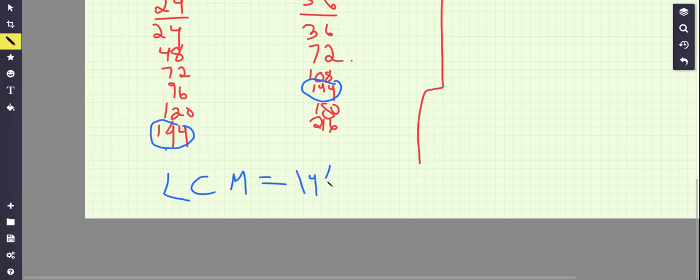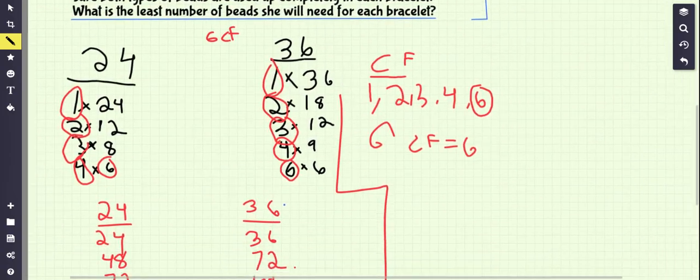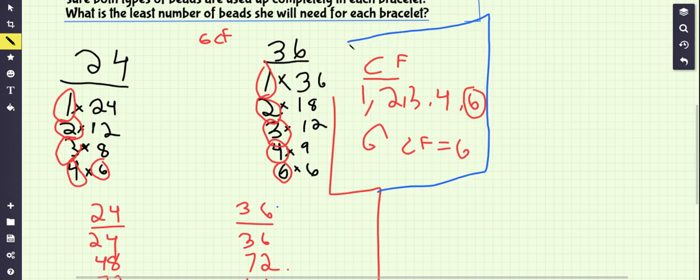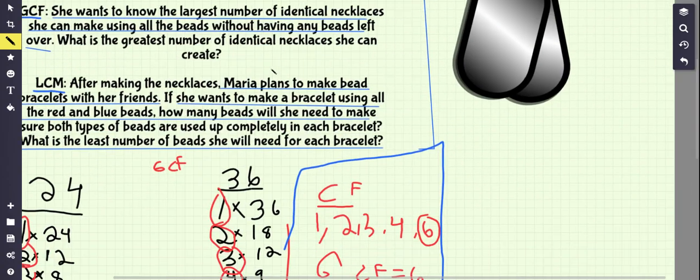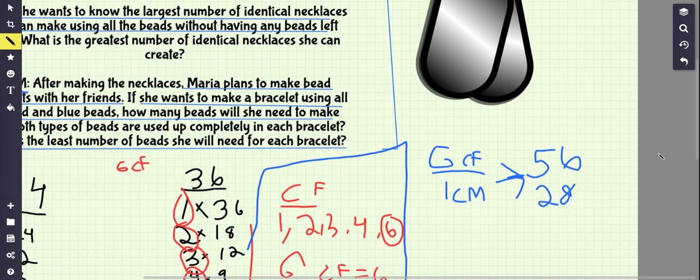Okay, so now we know our GCF and LCM. I want you to try to find both the GCF and the LCM of 56 and 28. All right, have a good time.